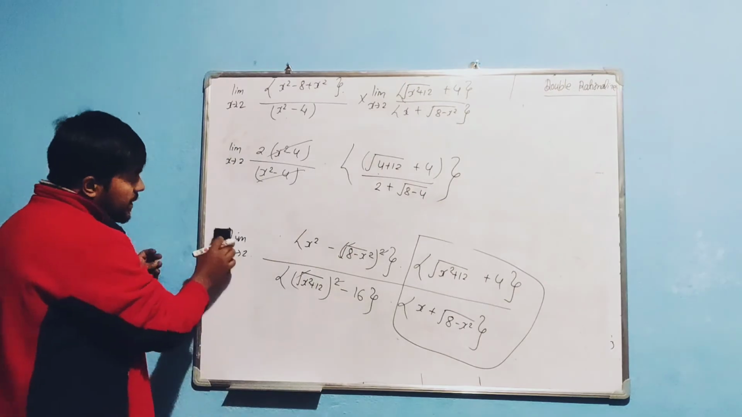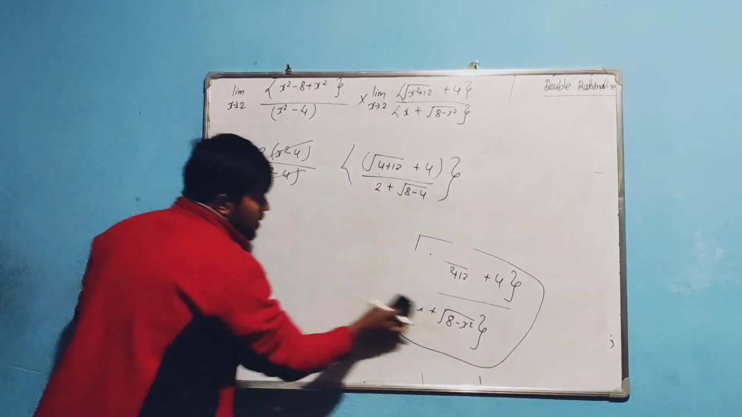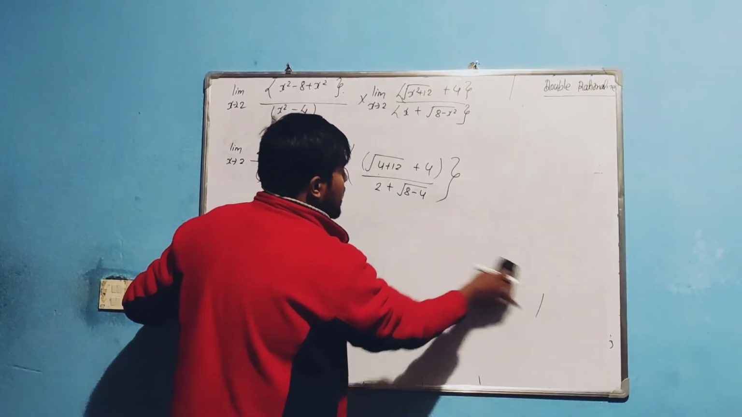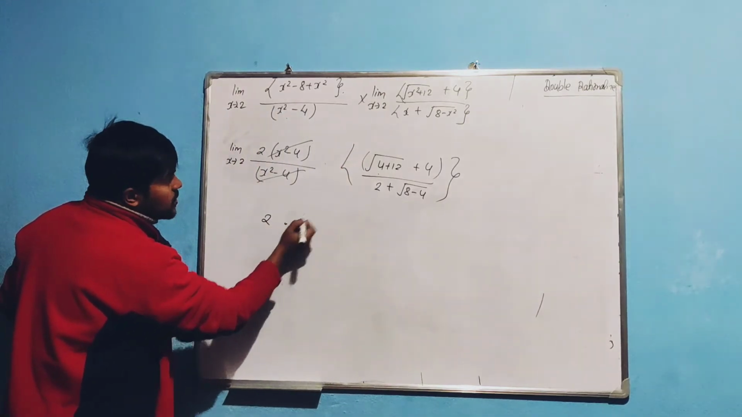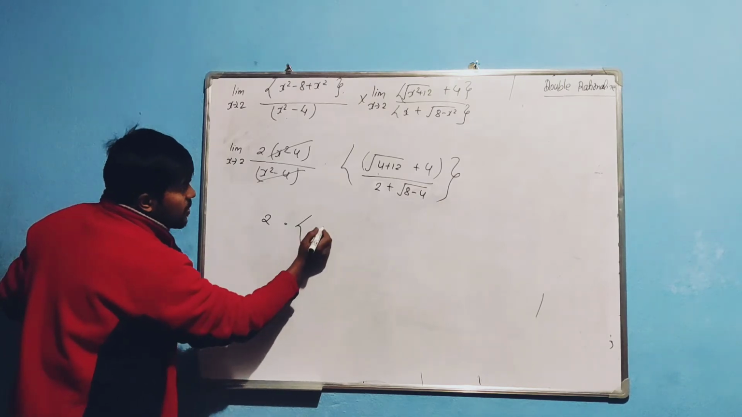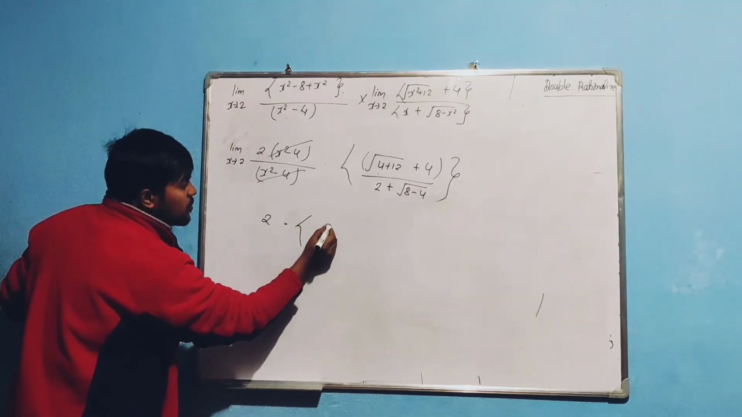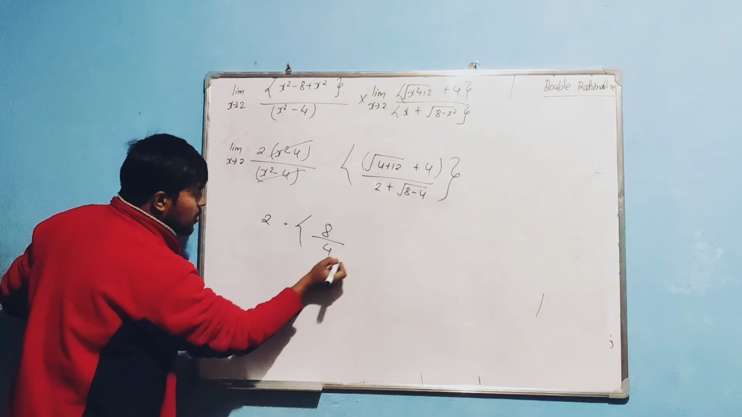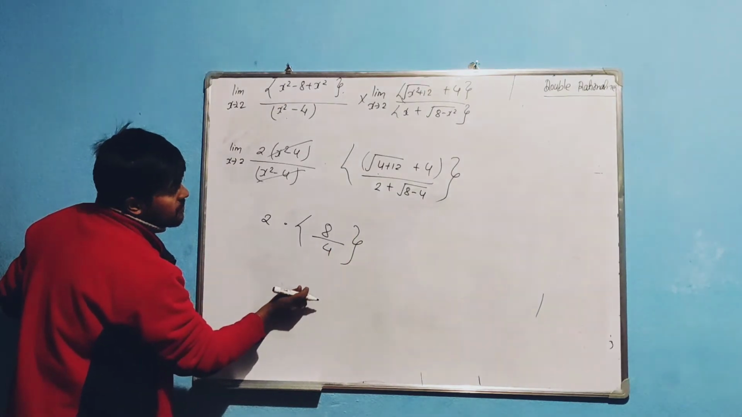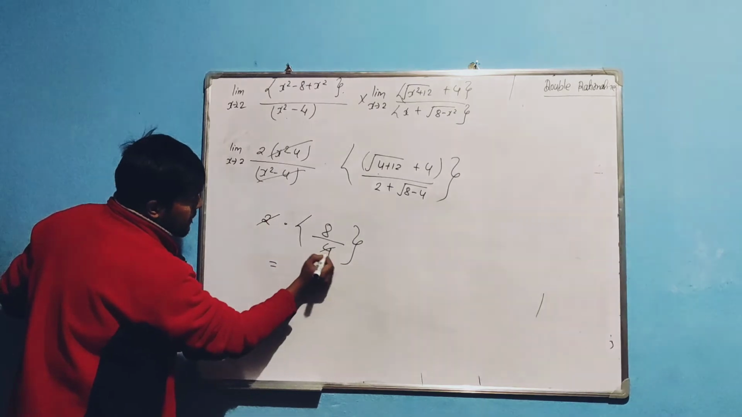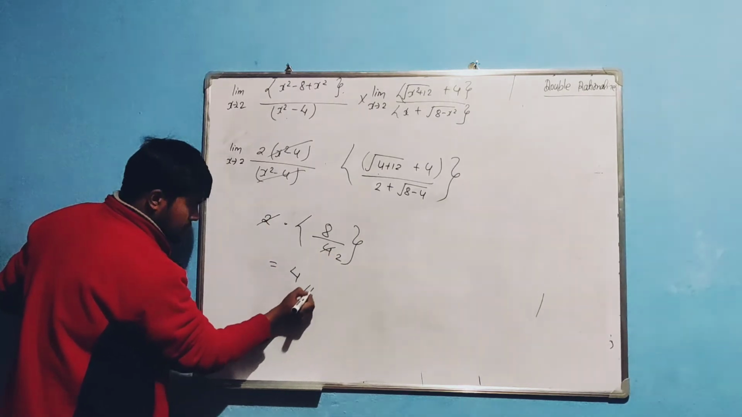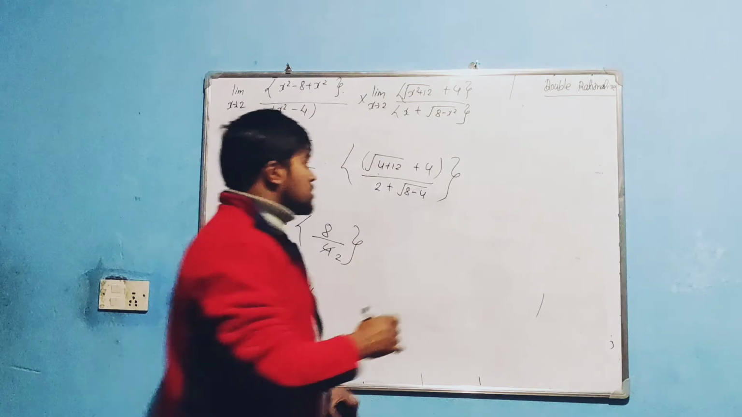So when we get this kind of situation, now the problem looks simpler because there is no indeterminate form remaining. So the result is clearly 2 into the result from there, so root under 16 is 4, 4 plus 4 is 8, 8 by 2 plus 2 is 4, and the result is exactly 4. So I hope you guys understood the concept.